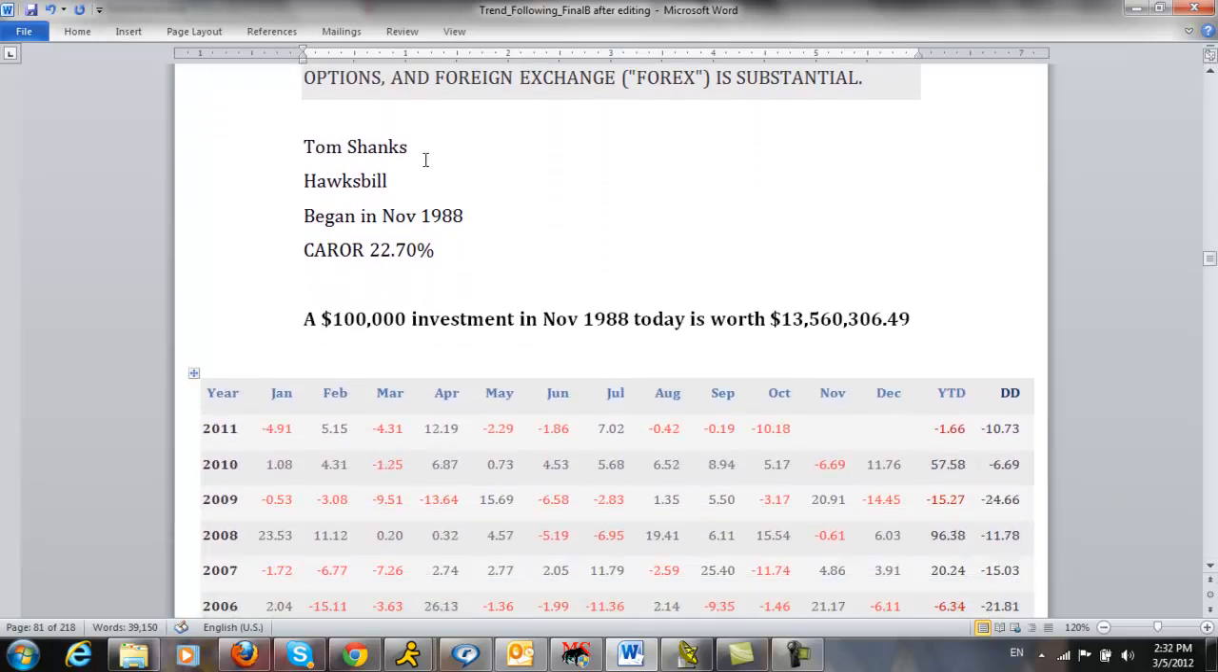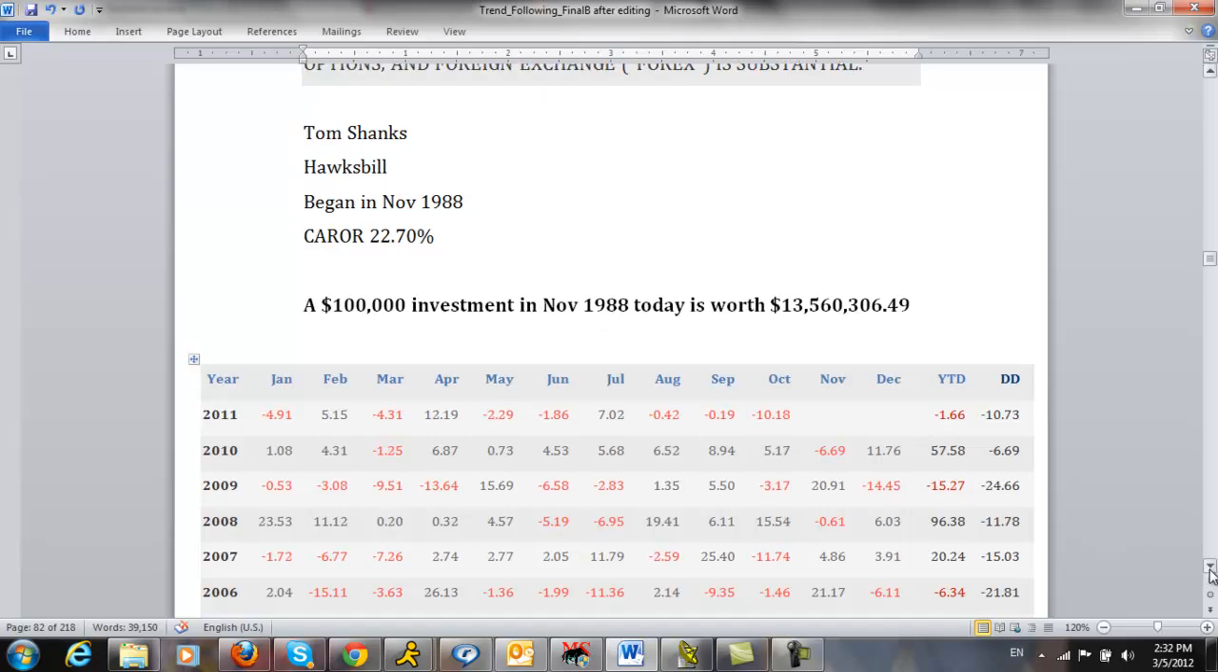Another example, Tom Shanks, Hawksbill. Compounded annual rate of return, 22.7%. A hypothetical $100,000, if you invested in 1988, is worth $13 million. These are real audited numbers. These are the real deal.